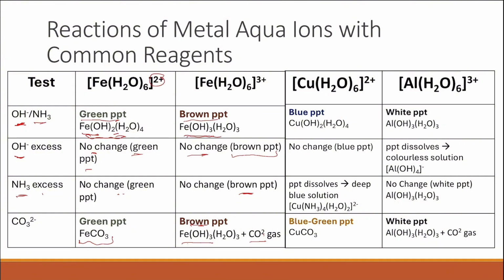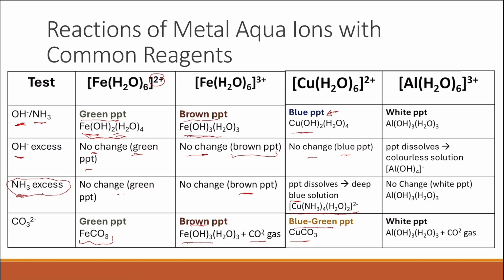Copper 2 plus is a 2 plus ion. So with dropwise hydroxide or ammonia, it will form the hydroxide of the copper, which is a blue precipitate. If you add excess hydroxide, there will be no change. You're still going to see the blue precipitate. But if you add excess ammonia, remember the ammonia will now act as a ligand to substitute the water molecules and form this complex ion with 4 ammonia and 2 water, and the precipitate will dissolve and the solution will turn deep blue. And finally, with the carbonate, it will give you copper carbonate, which is a blue-green precipitate.